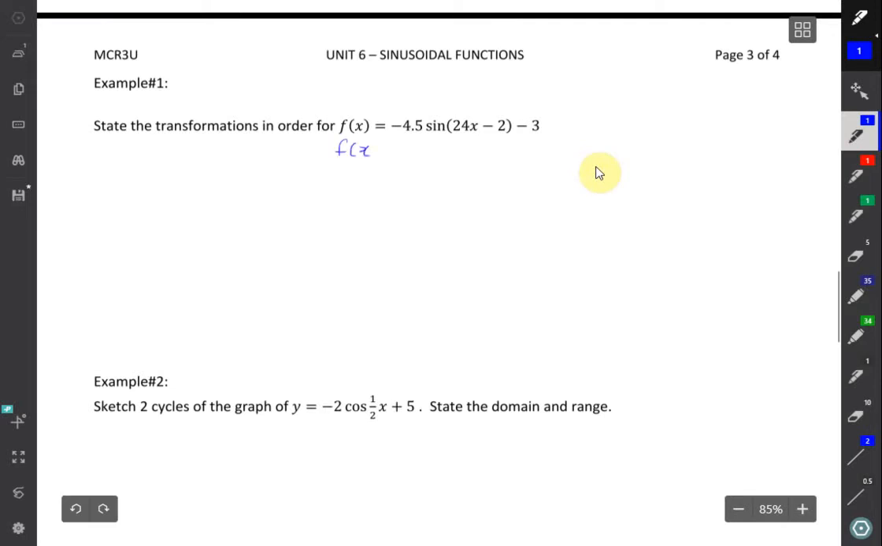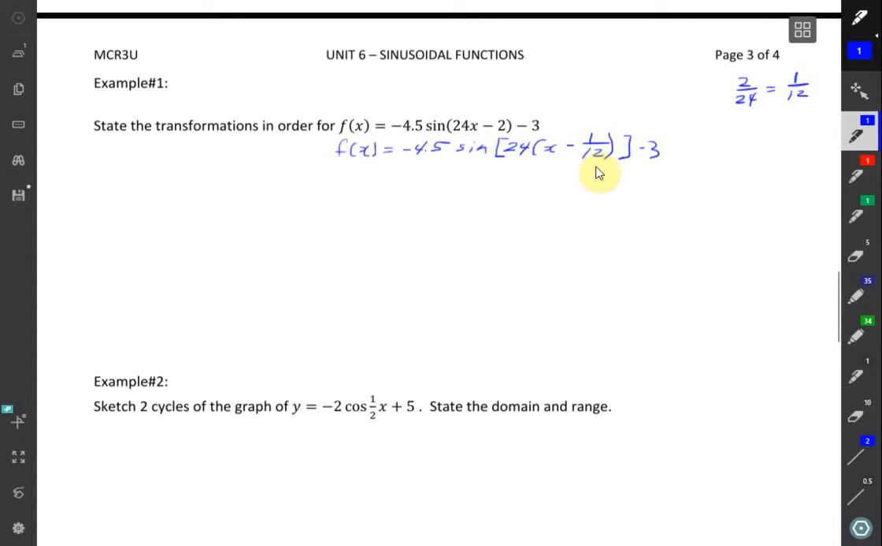f(x) equals minus 4.5 sine of, I'll divide out 24. That leaves me with x minus, now 2 divided by 24 would be 2 over 24, and if we cancel or reduce, that's 1 over 12. Two over 24. 2 goes into 2 once, and 2 goes into 24 12 times. That's 1 over 12.